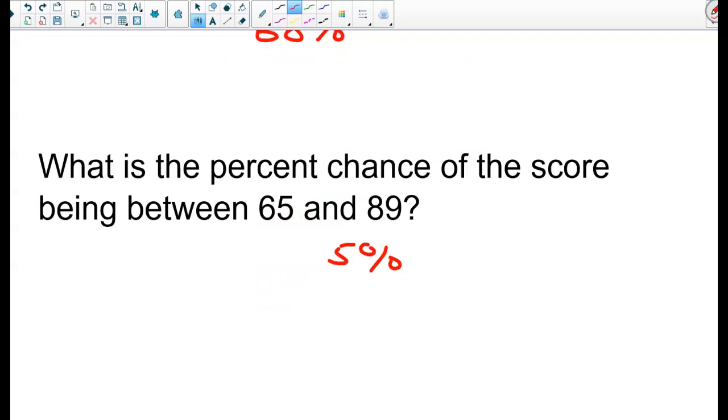Okay? We have a 95% chance of being in that range. My fault. If the question were, what are the chances of not being in that range? It'd be 5%. So when they ask what's the percentage, we just add them up. If they were to ask what's the percent chance of not being in that range, we take whatever our percent is and we subtract it from 100. So the percent chance of not being between 65 and 89 is 5%. The chances of it being between 65 and 89 is 95%.